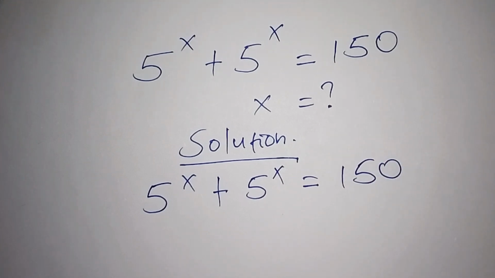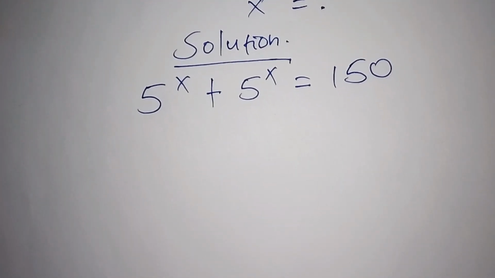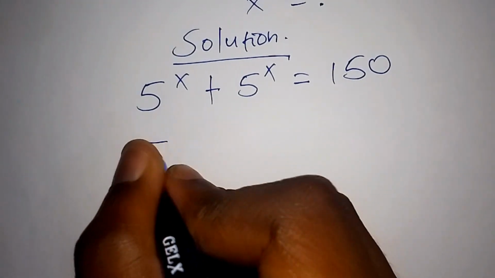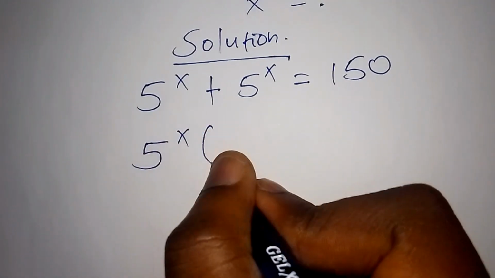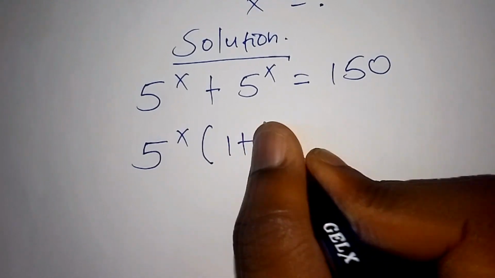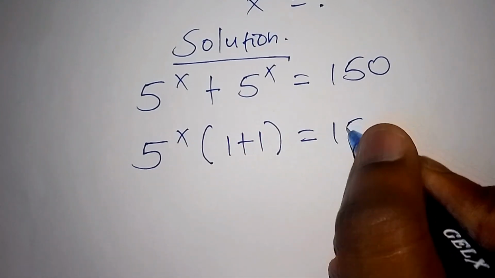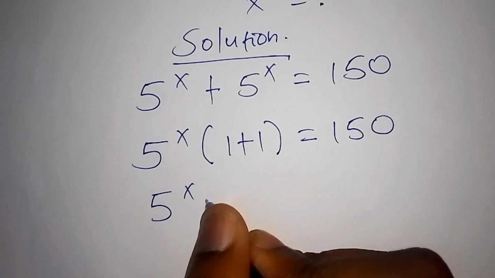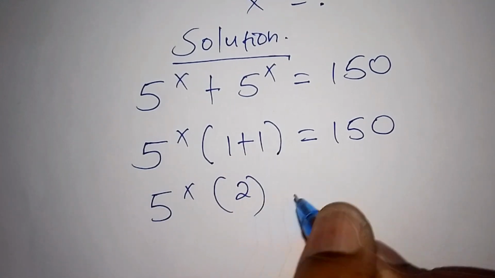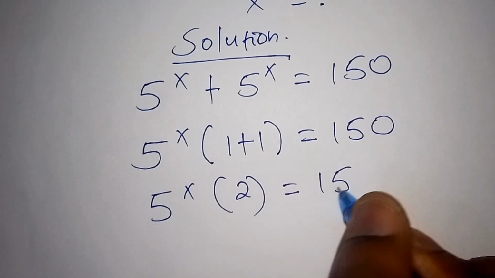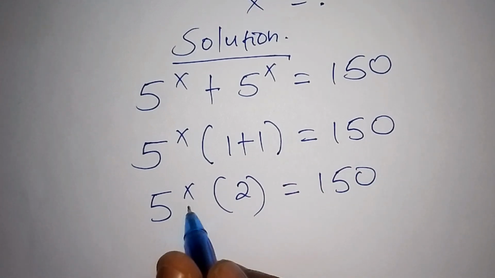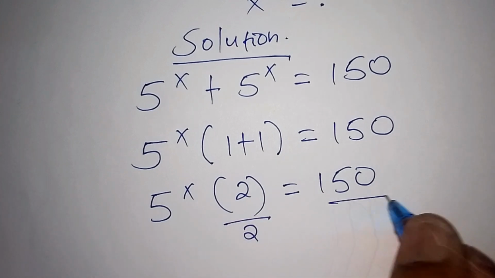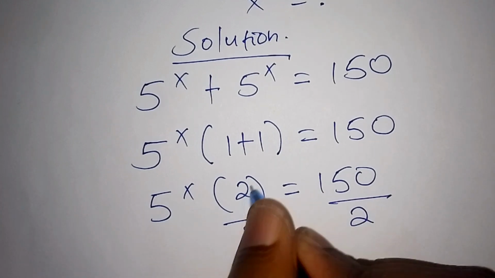The first thing you need to do is factorize the 5 to the power of x plus 5 to the power of x. So we can write it this way: 5 to the power of x into bracket 1 plus 1, close the bracket, is equal to 150. From here, we work out the number inside the bracket. 1 plus 1 is 2, close the bracket, is equal to 150. We want to remain with the 5 to the power of x on this end, so we shall divide both sides by 2, so that 2 by 2 cancel.